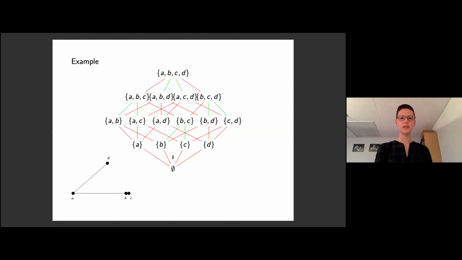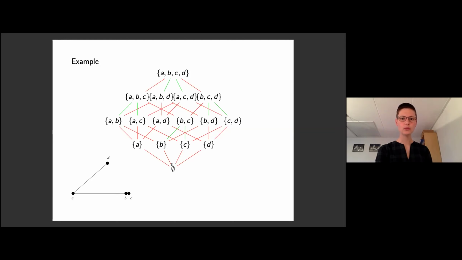And you can see that indeed this is a matroid of rank 3, because any route I take from below all to the top, it will have 3 red and 1 green line on the way. And the number of red lines is the rank.